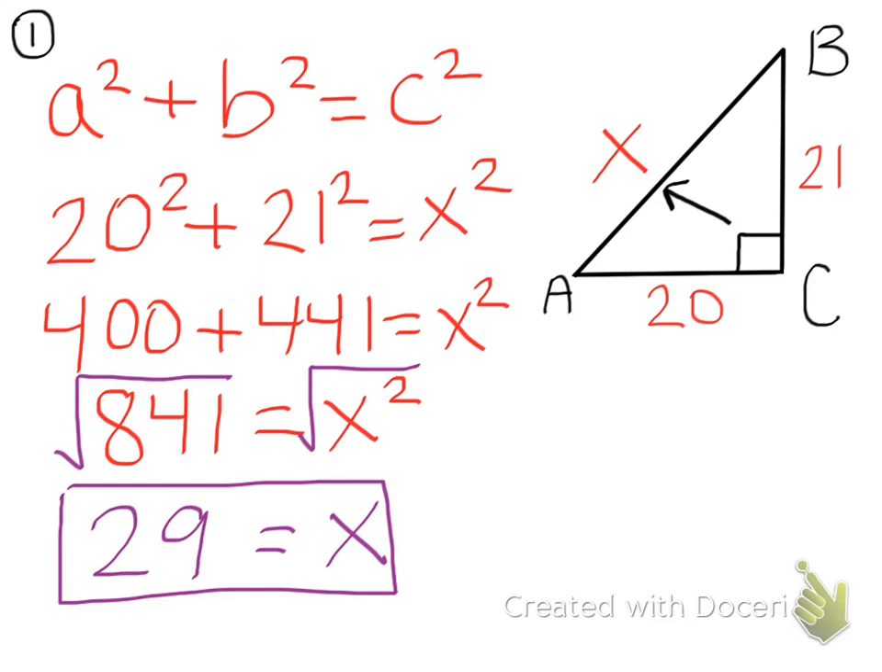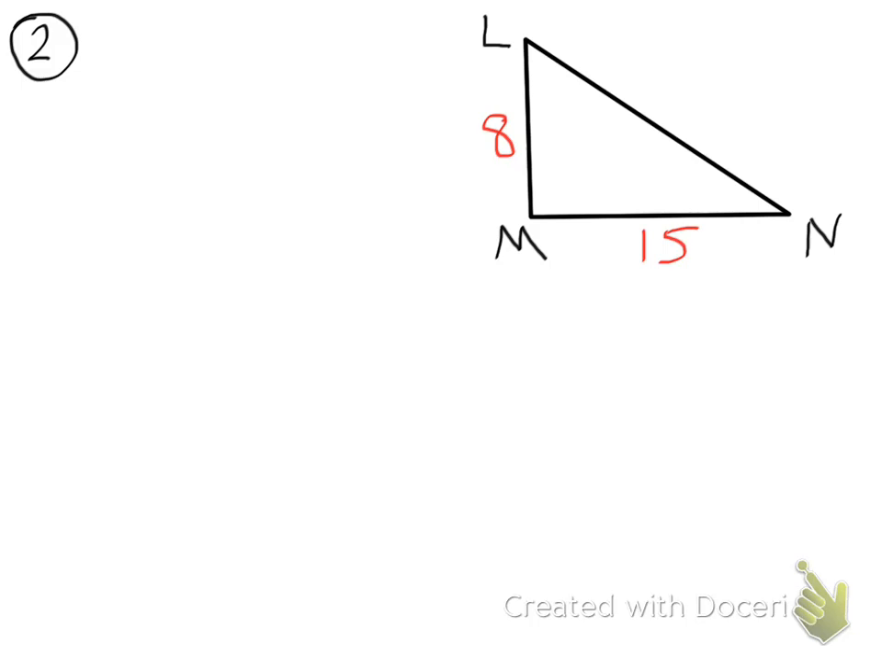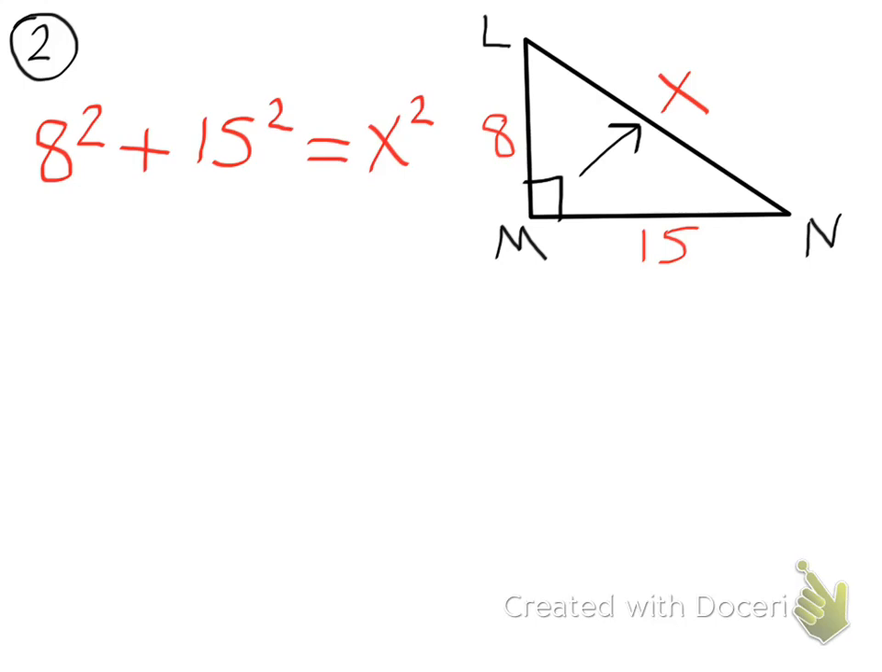Alright, let's try number 2 together. Let me draw in our right angle. The side opposite of our right angle is going to be our hypotenuse, so again I'm going to label that x. We're going to do leg squared plus leg squared is equal to hypotenuse squared. One of our legs is 8, so 8 squared plus one of our other legs squared, 15 squared, is equal to x squared.